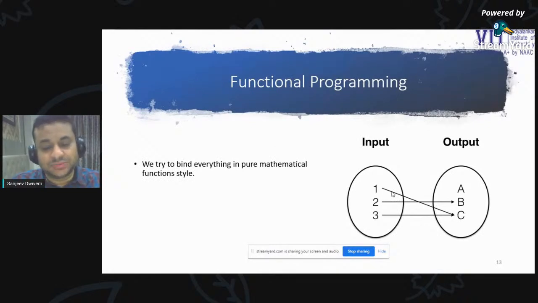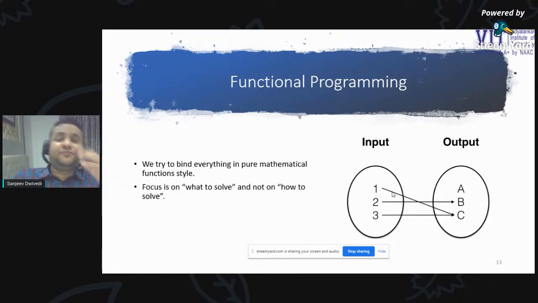Like the way I said, we try to bind everything. So if you ask me what is functional programming, I'll try to express everything in terms of functions. Yes. It focuses on what to solve and not how to solve. Yes, and it is based on lambda calculus. So this was just an introduction to functional programming.